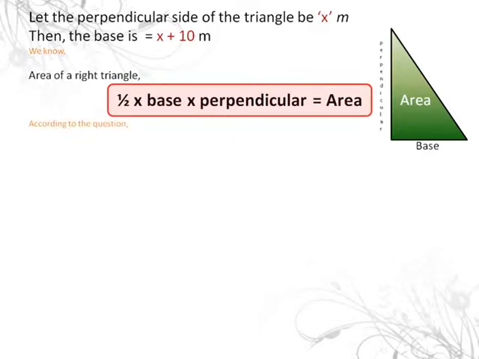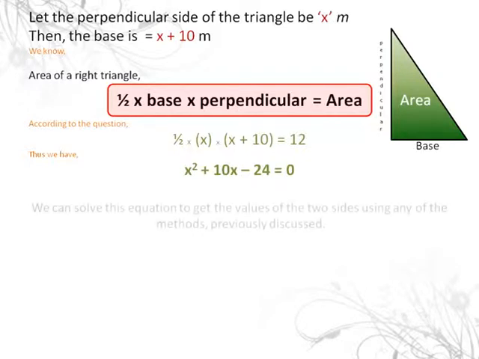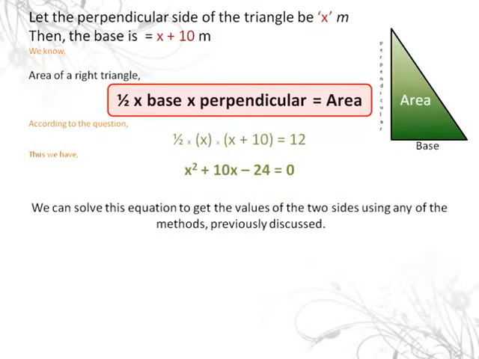Let us use this and try to formulate an equation. According to the question, we know area of the triangle is 12 meters square. Hence I get half into x into x plus 10 equal to 12, where x is the perpendicular side and x plus 10 is the base. On solving, we get x square plus 10x minus 24 equal to 0, which is a quadratic equation. Thus we can solve this equation to get the values of the two sides using any of the methods.